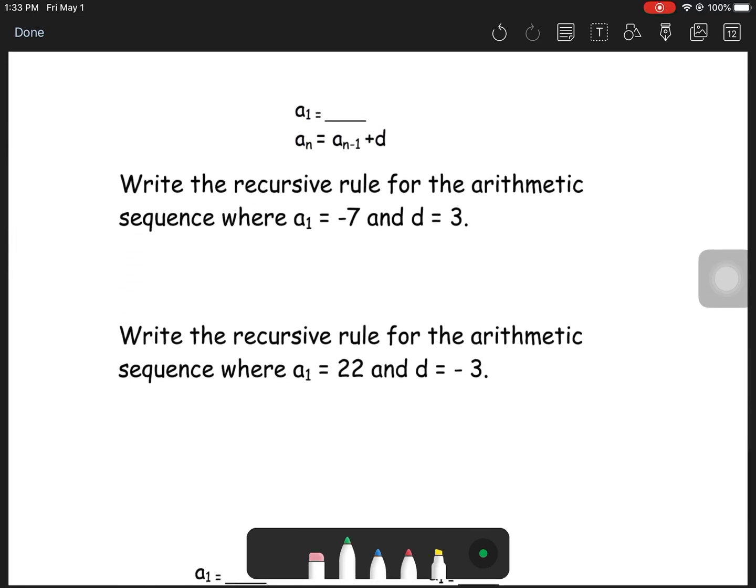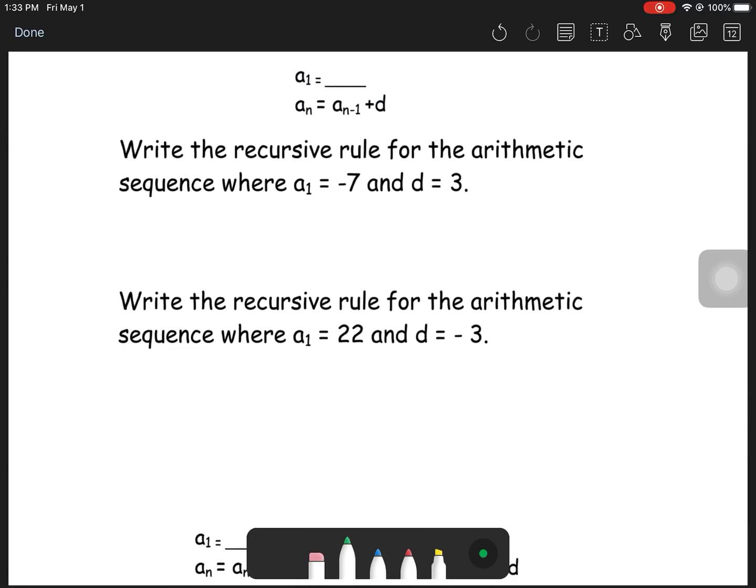Then we're going to do some practice with writing the rule. We have to have the first term and we have to have the difference. It is required. The first thing you always write is the first term because you need it to find the next term. Then we write the rest of the rule saying, take the previous term and add 3.